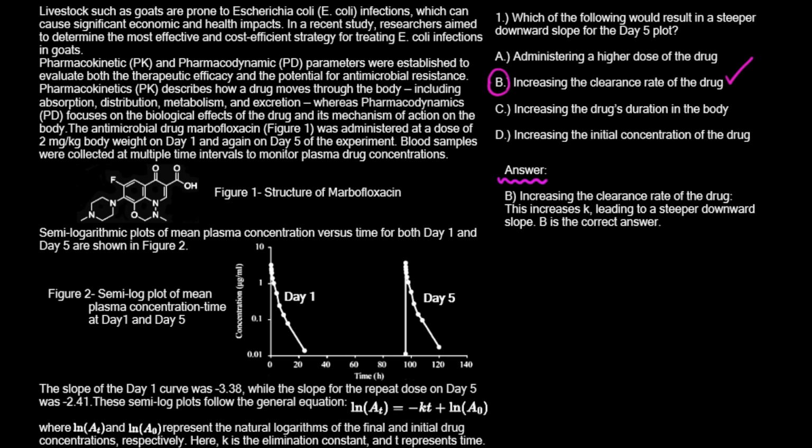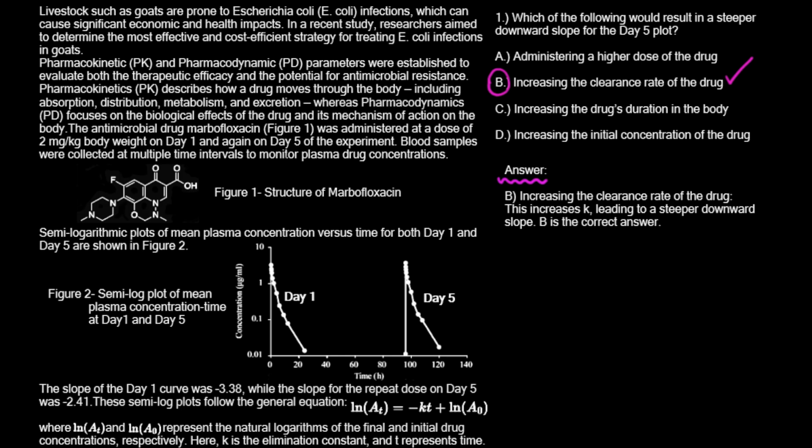And option choice D says increasing the initial concentration of the drug. This just raises the graph upward, but it doesn't affect the slope. The rate at which the drug is eliminated remains the same. So this is also not correct. The correct answer is option B, increasing the clearance rate of the drug.